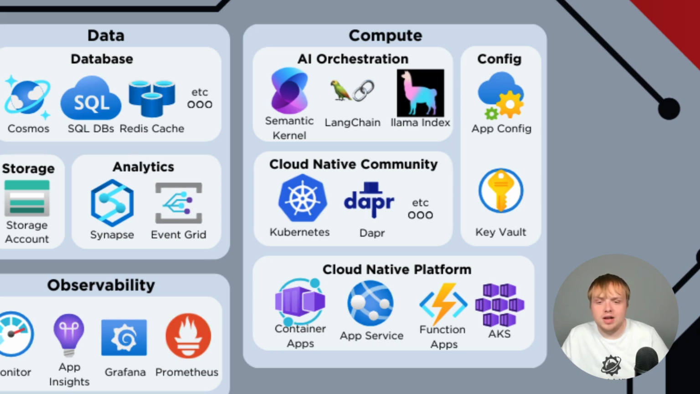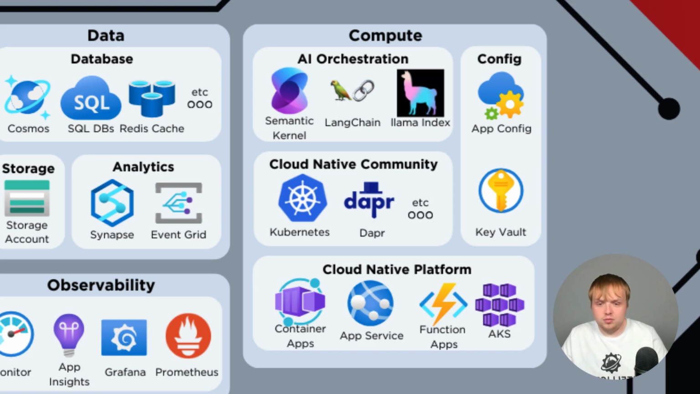We've then got the cloud native platform side of things, which means what you would tend to deploy your applications to. So the best example that most people think of is Kubernetes, which is AKS, and what is also popularly used for containers, which is container apps. If you want serverless, then function apps is a good place to go.